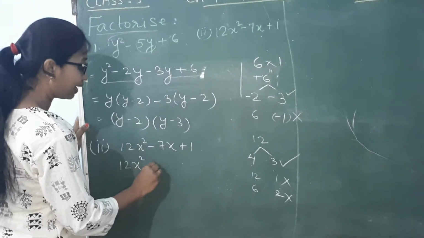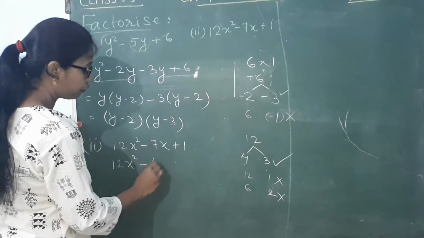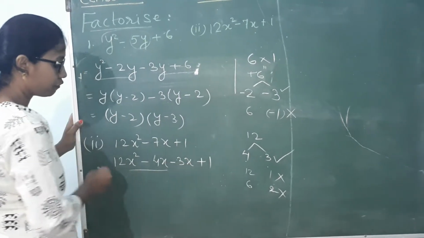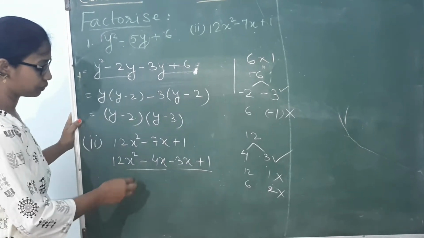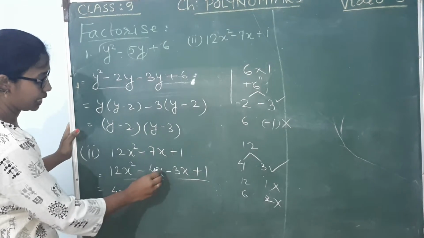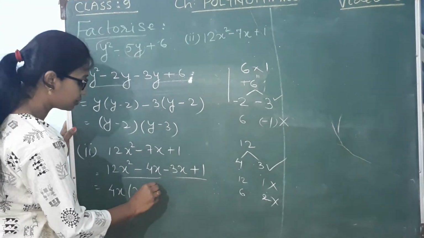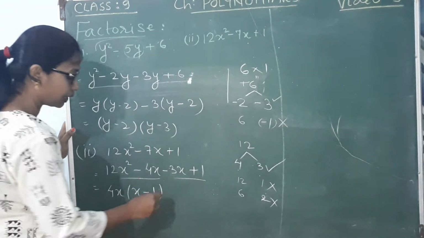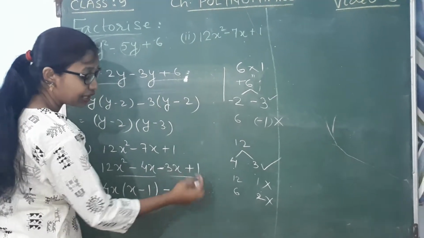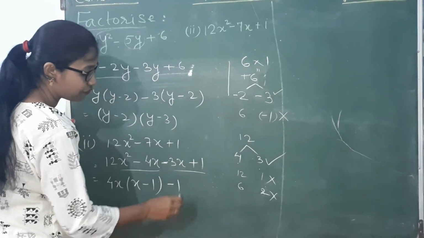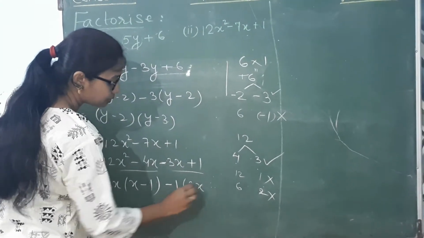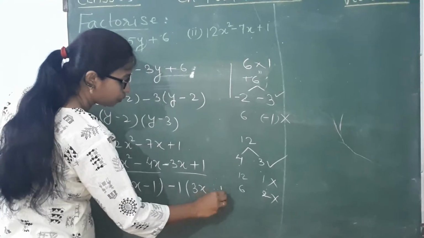12x square minus 4x minus 3x plus 1. First 2, last 2. In the first 2, we can see 4x is common: 4x into (3x minus 1). Nothing left means 1. Here it is minus, so we will take minus. In 3x and 1, nothing is common but 1. 1 is a factor of 3x and 1. So it is (3x minus 1) into (4x minus 1).